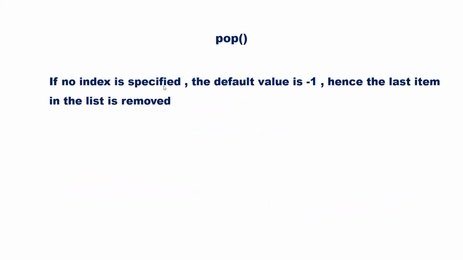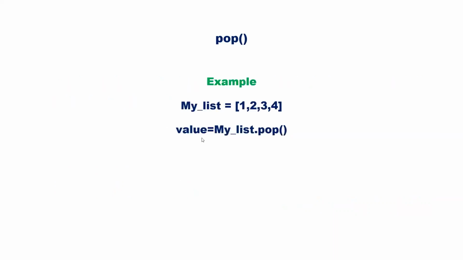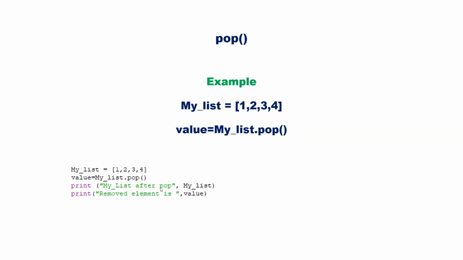If no index is specified, the default value is -1. Hence, the last item in the list is removed. For example, if we give my_list.pop(), we are not specifying any index value here. So the default index value is -1, which is the index of the last element. The element removed will be 4 and it will be stored in the variable value. When we print my list after the pop operation, we will get 1, 2, 3. 4 is removed, and the removed element is 4 here.